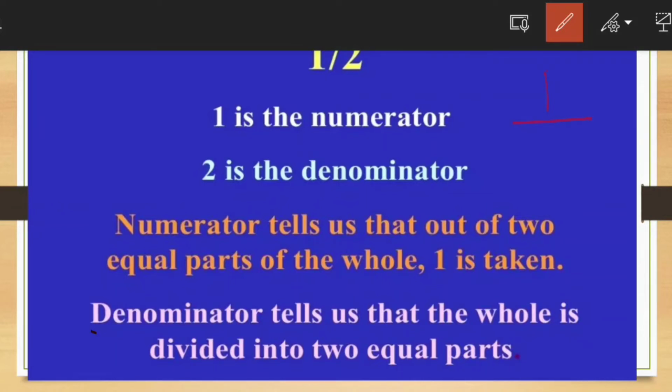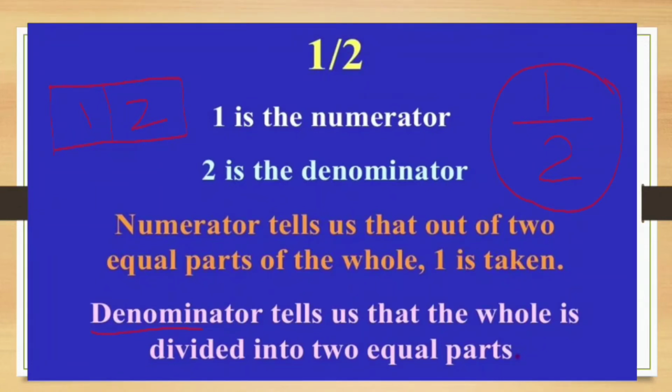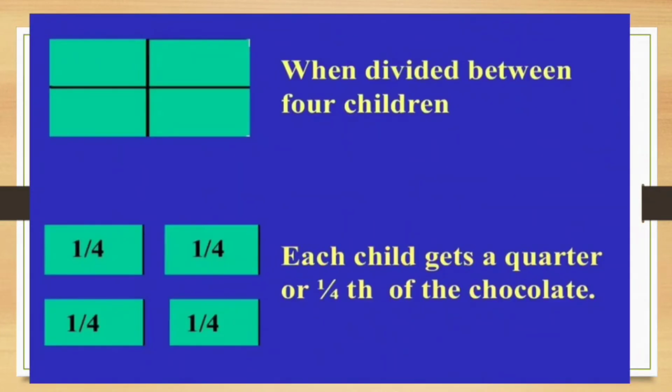And this denominator is what? Denominator tells us that the whole is divided into two equal parts. Means this is my chocolate which is whole, and this chocolate is divided into two parts, 1, 2. So the total parts will be the denominator, and in this way my fraction becomes 1 upon 2, which is also known as half. Let's see another example.